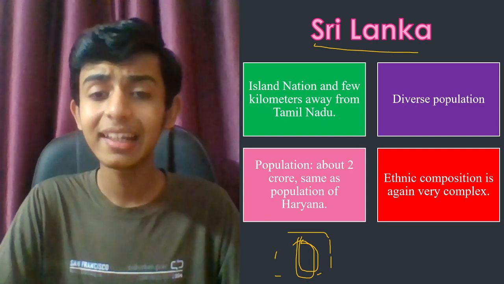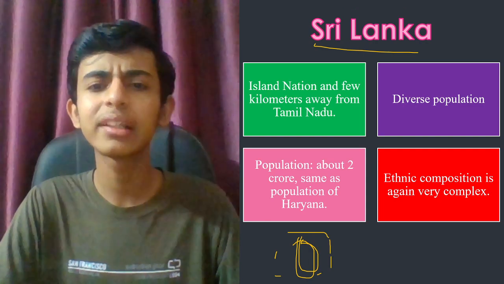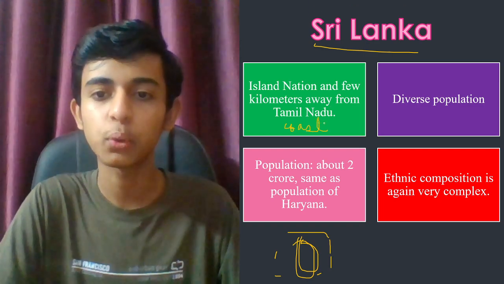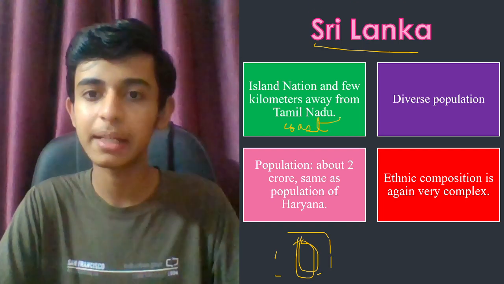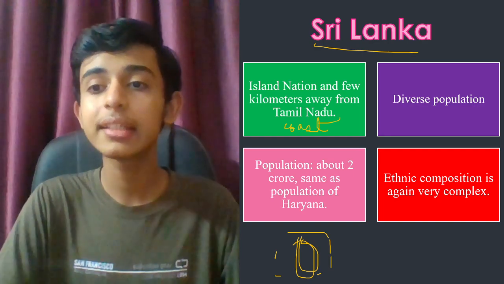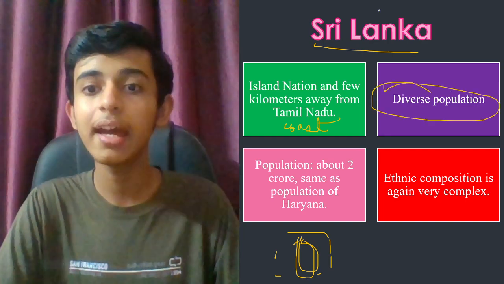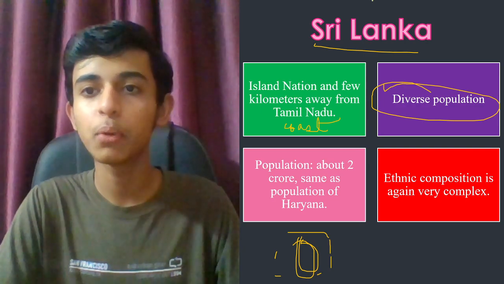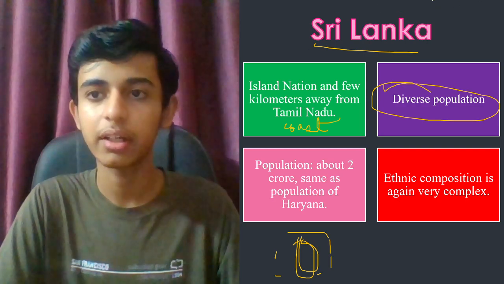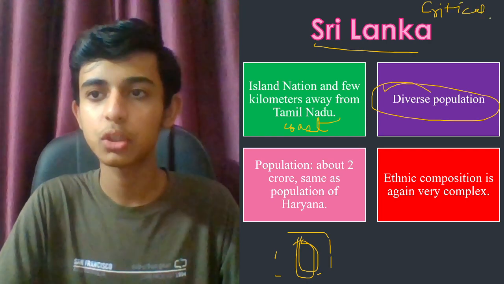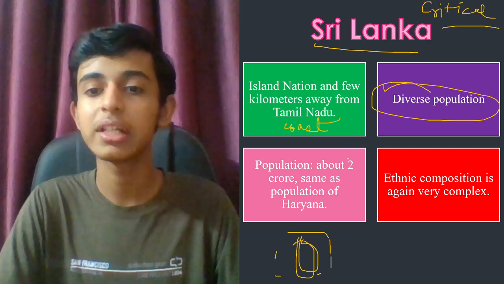Okay, so it is an island nation, a few kilometers away from the southern coast of Tamil Nadu. It has a diverse population just like Belgium, but here the situation is more critical as compared to Belgium.